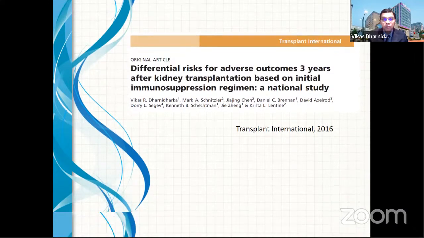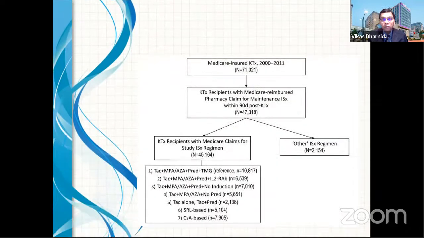So a multidisciplinary team. And what we had here was a population of Medicare-insured kidney transplants that we looked at from 2000 to 2011. Starting population was about 71,000, so a very large size. And then the ones that we had Medicare-reimbursed pharmacy claims for were about 47,000.